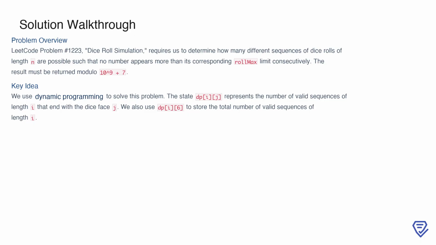The key idea is to define a state dp[i][j], which represents the number of valid sequences of length i that end with the dice face j. Additionally, we maintain dp[i][6] to store the total number of valid sequences of length i across all dice faces. This allows us to efficiently calculate results for each sequence length while adhering to the given constraints.